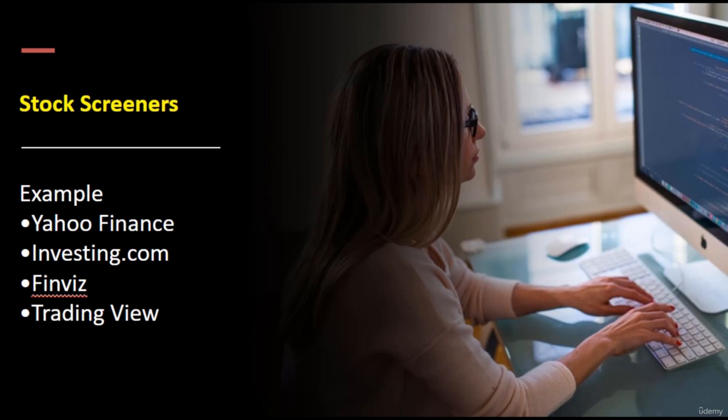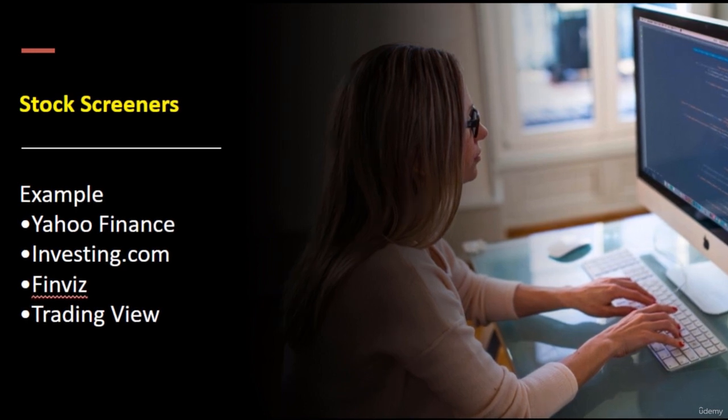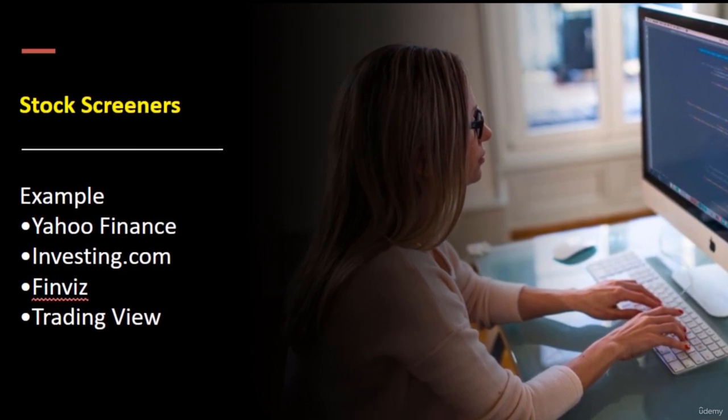Stock screeners are great tools to help you narrow down the stocks that interest you for a deeper dive, where you can search by different criteria, especially around fundamental analysis. And there are a lot of different ones out there.